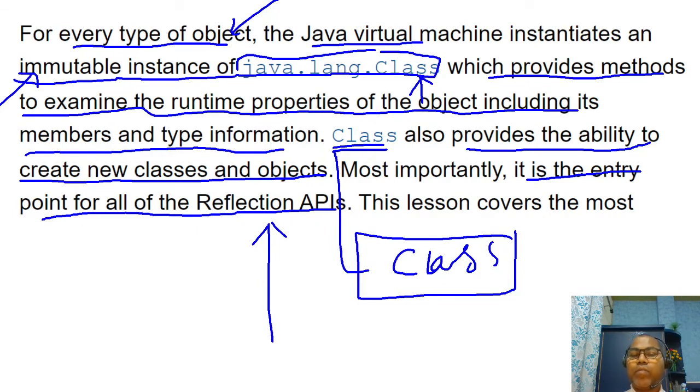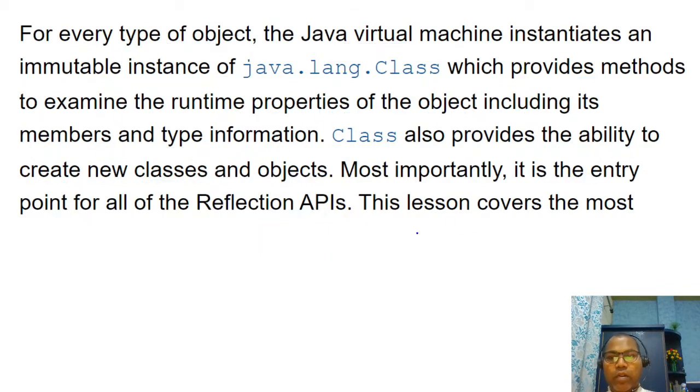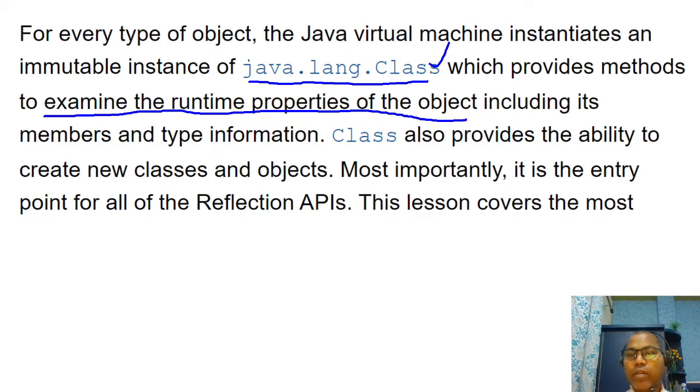Generally, for every type of object this class is available. You can say Class is the class that offers, at runtime, the ability to figure out the details of a particular class or a particular object. So, java.lang.Class: first you need the object of this class. After that you can examine the runtime properties of the object, including its members and type information. For anything you want to know about any object, first you need the class object of that.